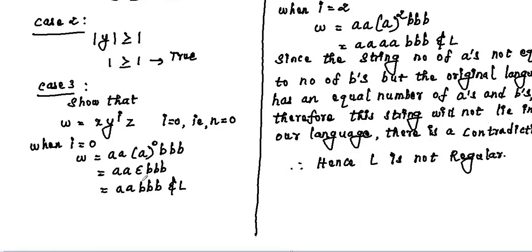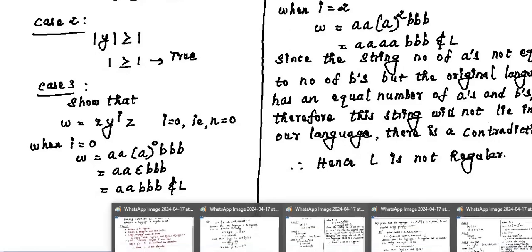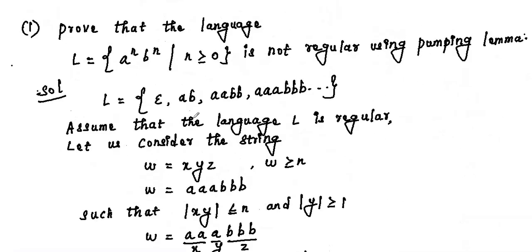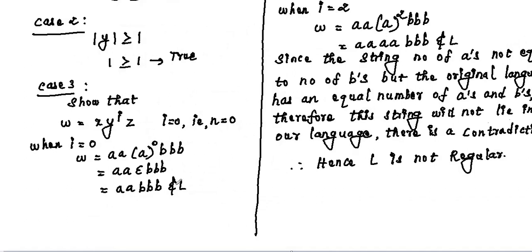So here the string AA triple B, is it in the language A^n B^n? The string is not present in this language. So here you mention AA triple B does not belong to L, because the string is not present in that language.